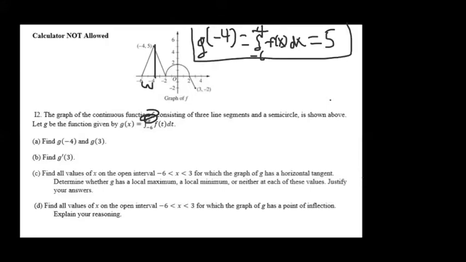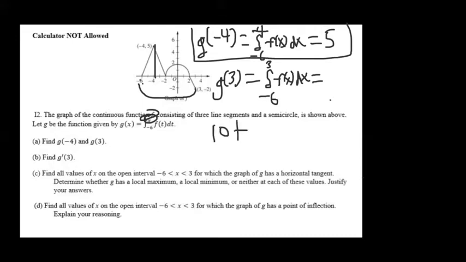The second part, g of 3 equals, same thing, the integral from -6 to 3 this time, of f of x dx. So from -6 all the way to 3, we know that starting with this triangle, it's over 1, 2, 3, 4, up 5 is 20, divided by 2 because it's a triangle, is 10. Let's write that down there.